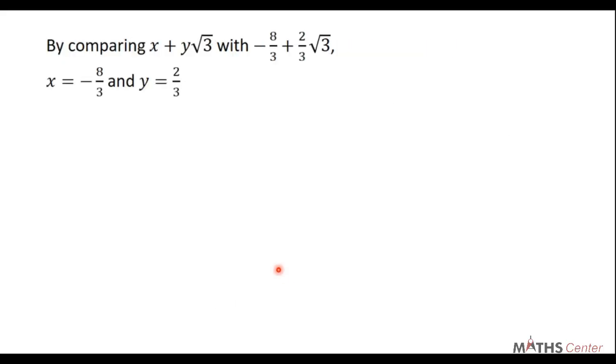So what you can do from here is that you compare what the question gave you to your answer. So we are comparing, and when you compare, you can see that x is giving us minus 8 over 3. x represents the first number, which is minus 8 over 3. And y represents the number in front of root 3. The number in front of root 3 is 2 over 3. So y will give us 2 over 3.